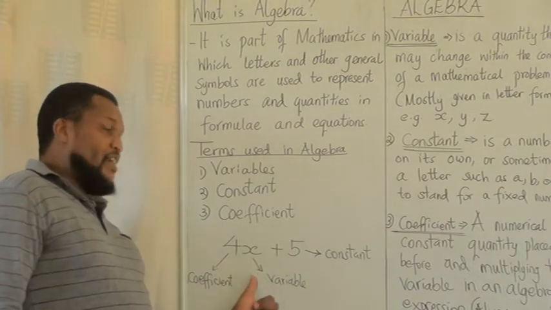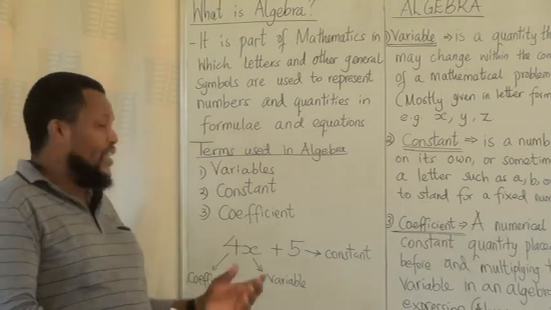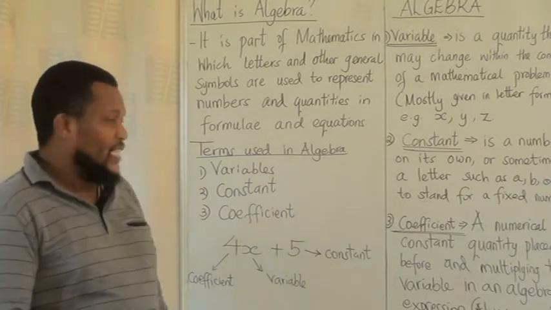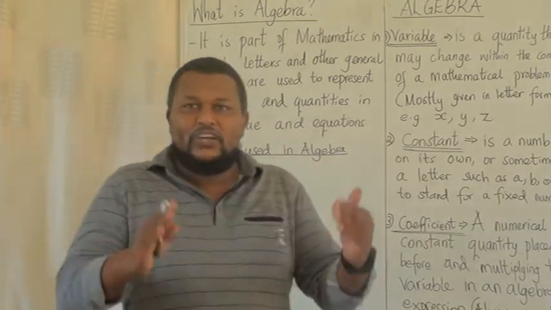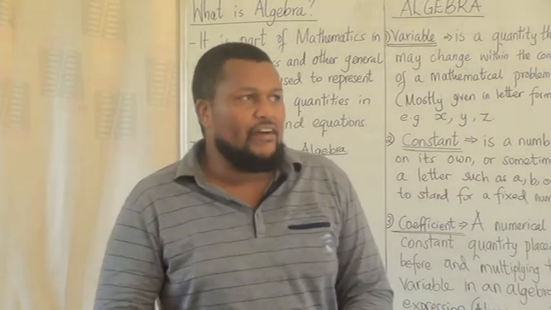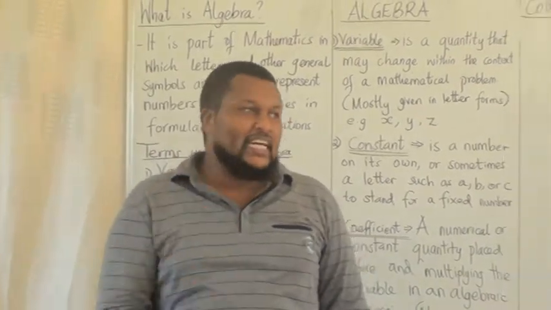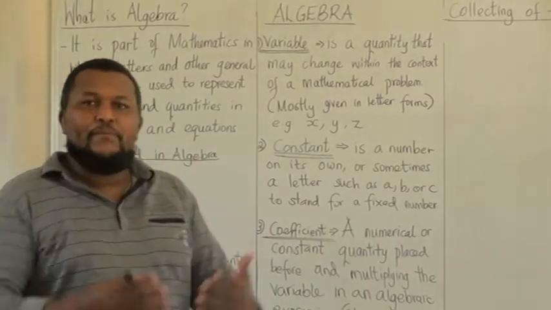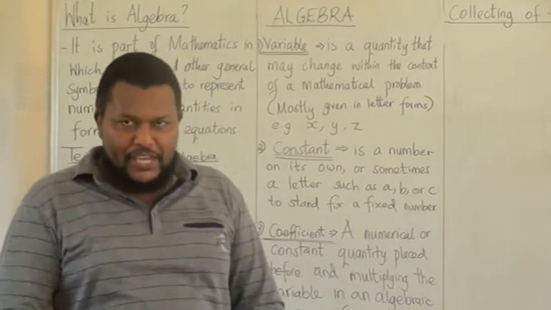A variable is a number which combines with a coefficient. Correct? A constant is a number that stands on its own. Correct? So therefore, you can make it as short as I have stated, then somebody will understand what you really mean.